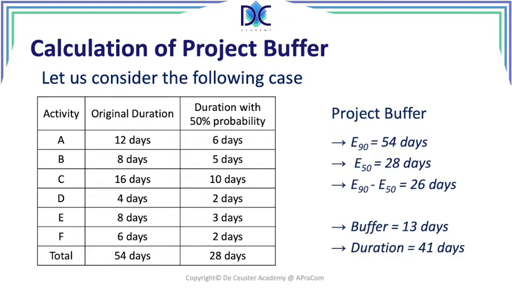So when we look at the project buffer, we see that E90 is 54 days. E50 is 28 days, so the difference between the two is 26 days, and I find the buffer is half of the difference, so it's 13 days, and we add this to the 50% estimate, so 28 plus 13 is 41, so the project duration in our case is 41 days.